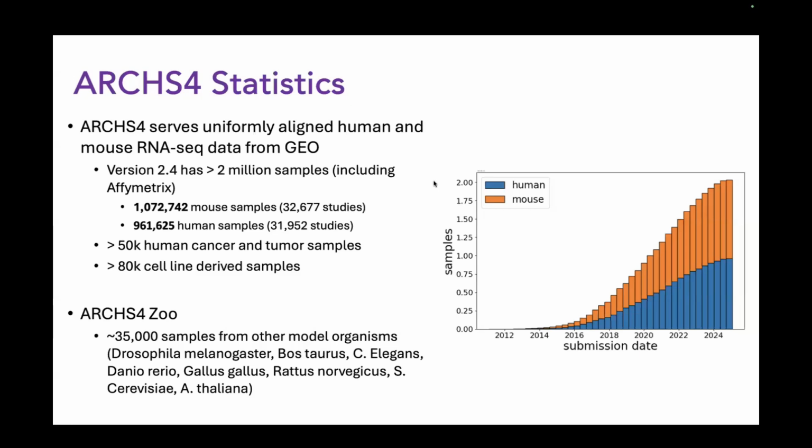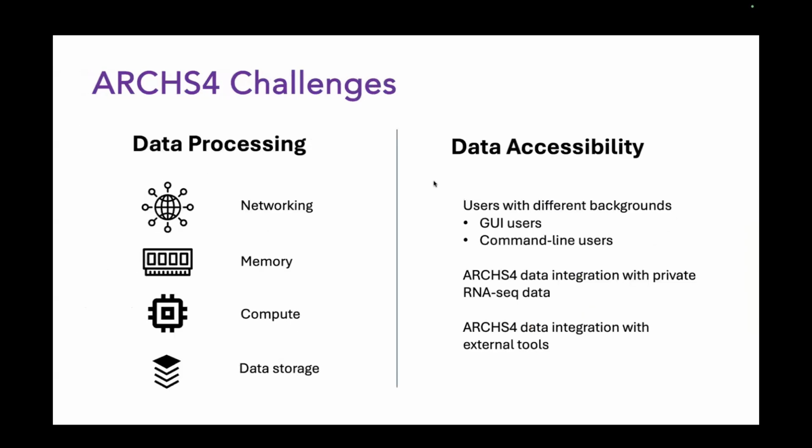And as I mentioned, we also have this ARCHS4 zoo subcategory. So there are a couple of species, but it's only a few samples compared to the mouse and human. And as you can see, over time the number of samples grows pretty quickly. It looks like it flattens off, but this is just because samples only become available after a certain time.